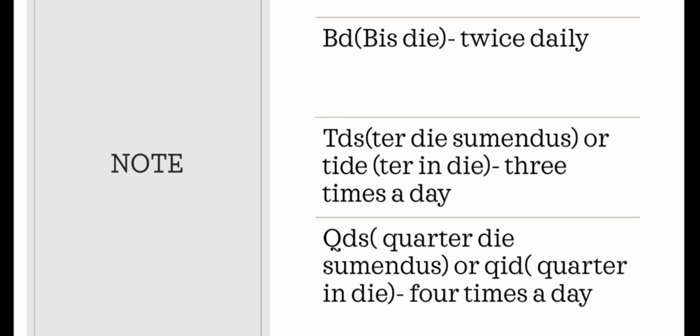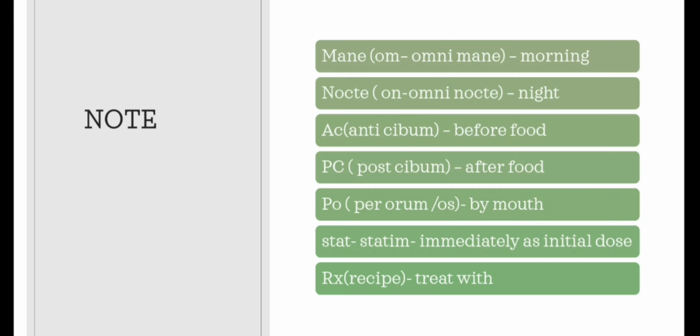Three times a day will be about an 8 hour gap, and quarter die may be about a 6 hour gap. Okay. Next one is mane. Mane means morning. It is also mentioned as OM, which means omni mane. And nocte, which is ON, or omni nocte, which is during night time. AC means ante cibum. Remember, cibus means food, so ante cibum means before food. PC means post cibum, which means after food.